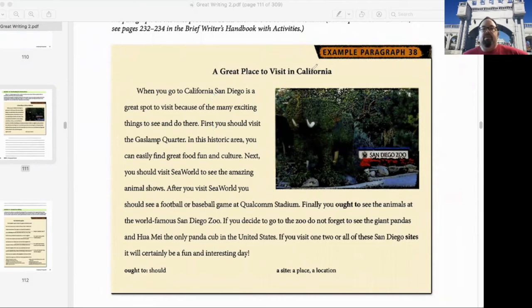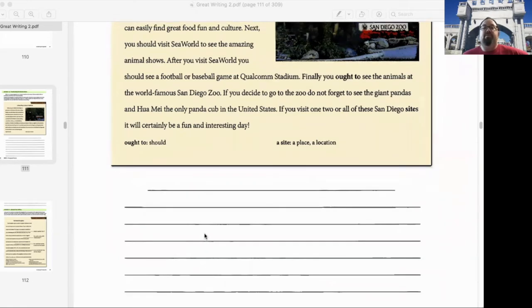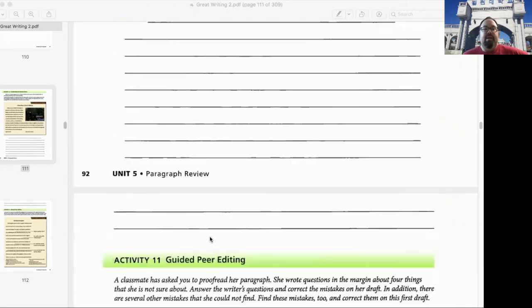I'm going to clear my drawings here, get back to my mouse, and then head on down. And when you're done, just like we've done with the other ones, give it a title and write it correctly here. Don't forget to indent.